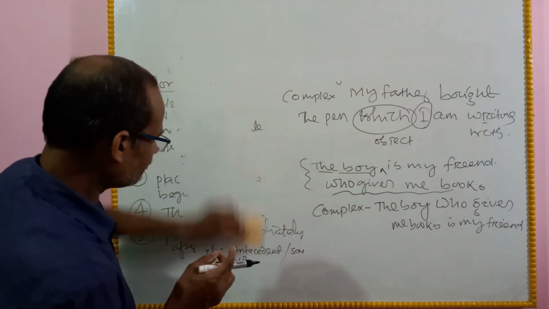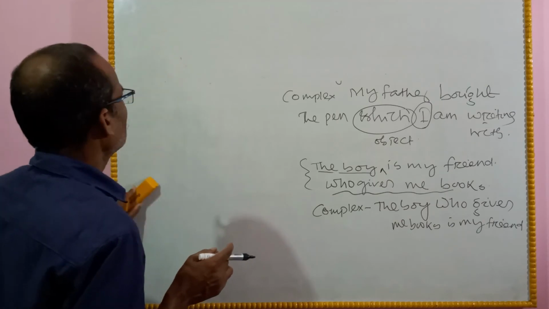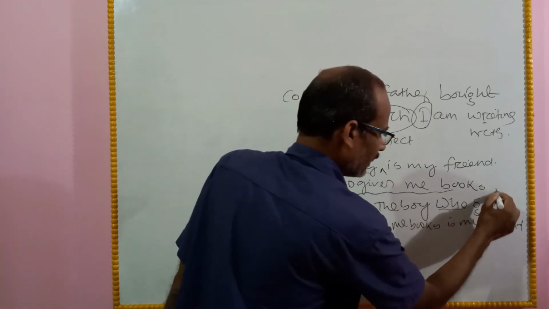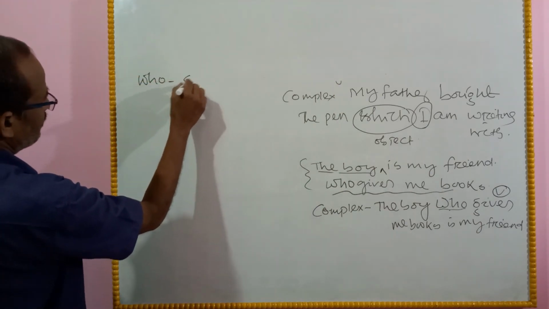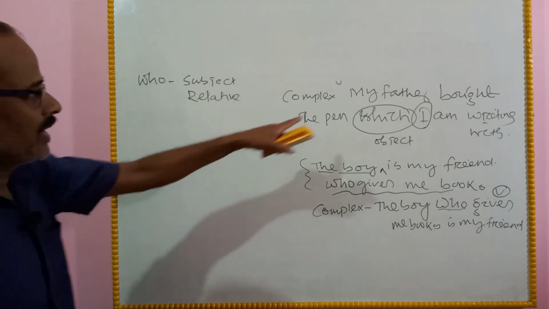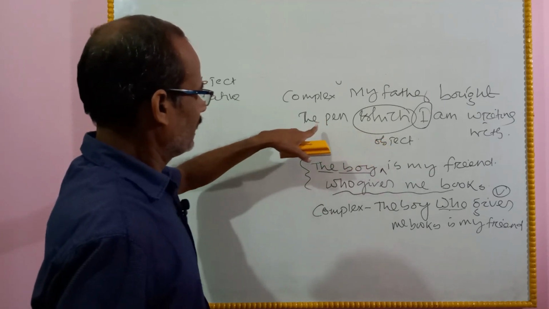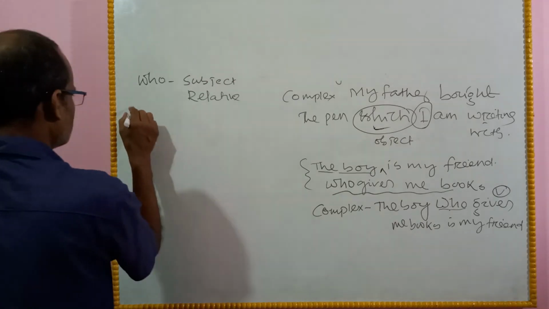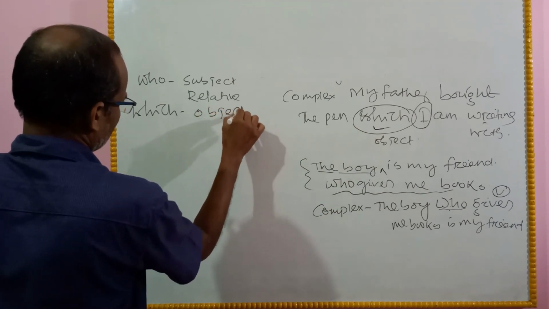You mark another thing, whether the relative pronoun is subject relative pronoun or object relative pronoun. After a relative pronoun there is a verb, so it is a subject relative pronoun. Who is subject relative pronoun. Our former sentence, the pen which I am writing, here is the relative pronoun which. So which is subject or object? It is object relative pronoun.